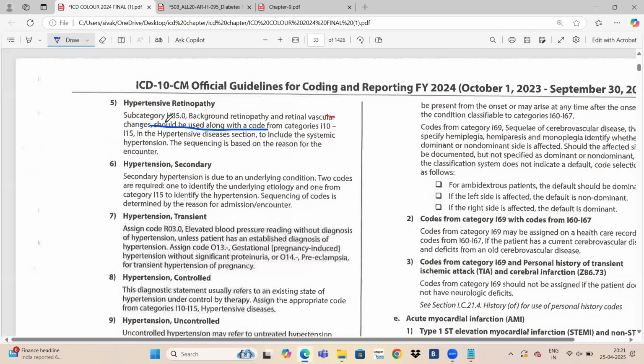H35.0. See, subcategory, single code. H35.0 background retinopathy and retinal vascular changes should be used along with code from category I10 to I15.